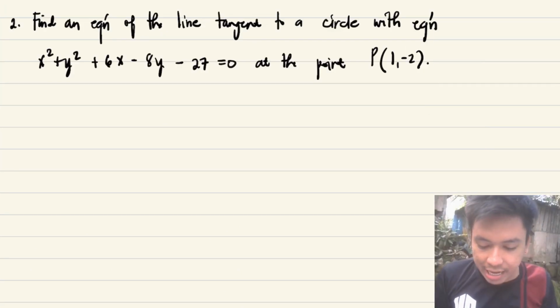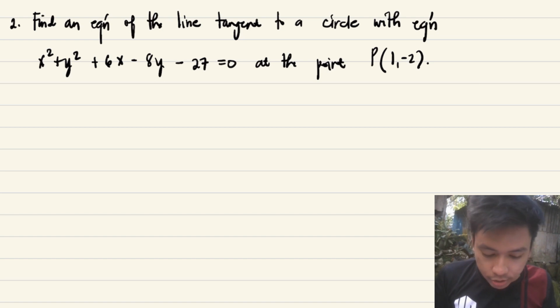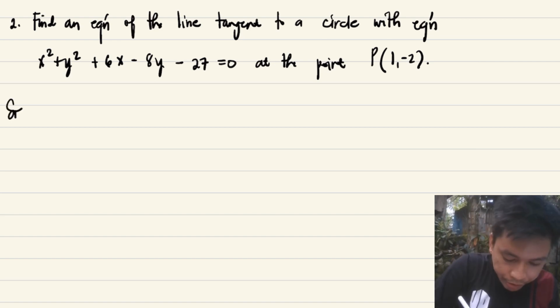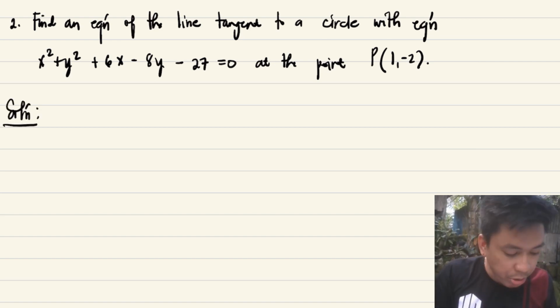Okay, so let's try problem number 2. Find an equation of the line tangent to a circle with equation x squared plus y squared plus 6x minus 8y minus 27 equals 0 at the point P, which is (1, negative 2). In order for us to do that, we need to simplify the circle first so we can get the center and the radius.